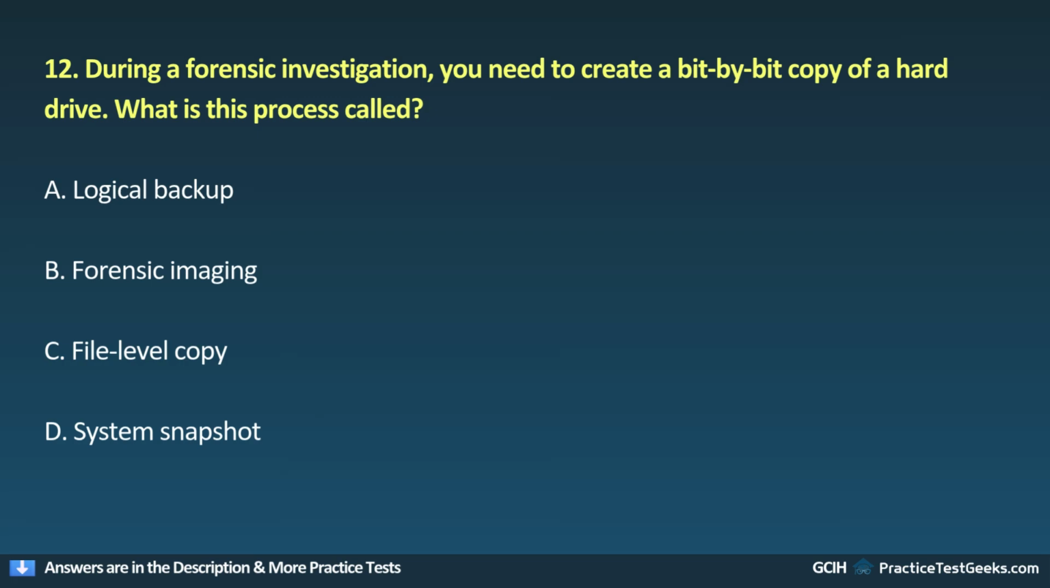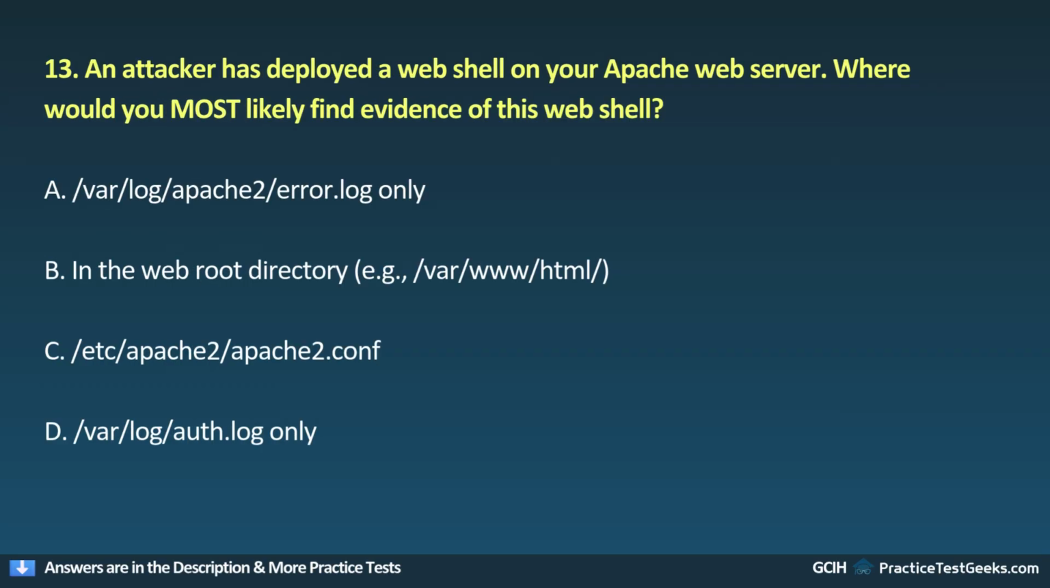A. Logical backup. B. Forensic imaging. C. File level copy. D. System snapshot. 13. An attacker has deployed a web shell on your Apache web server. Where would you most likely find evidence of this web shell? A. PCAP only. B. In the webroot directory, e.g., /var/www/html. C. httpd.conf. D. auth.log only.